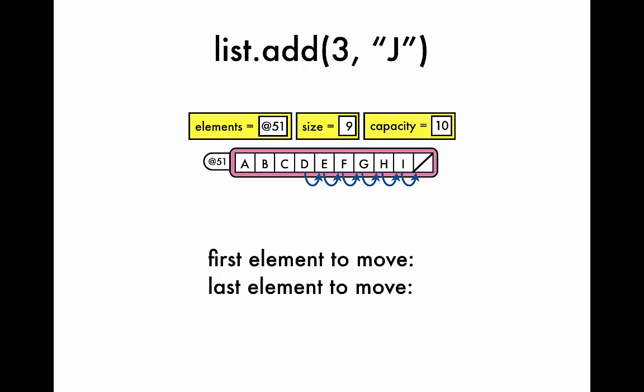But where do I start? What is the first element to move here? Is it J? Is it D? Or is it I? Also, what's the last element to move? J, D, or I? Please pause the video and see if you can answer these questions. More than that, see if you can understand why those answers are correct.